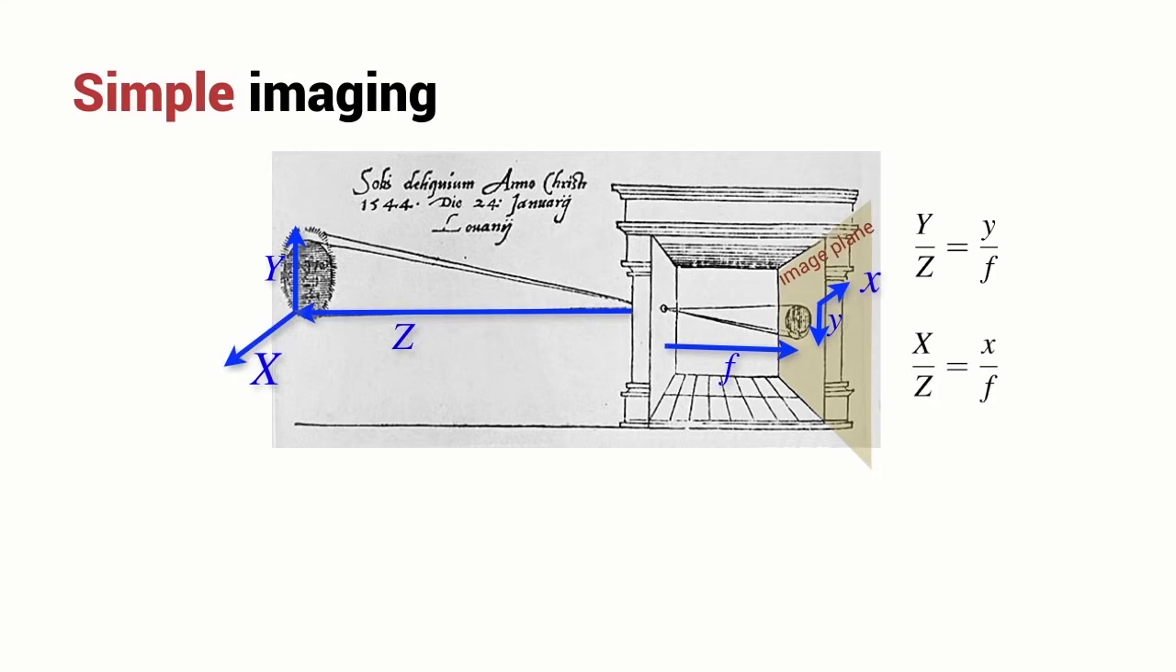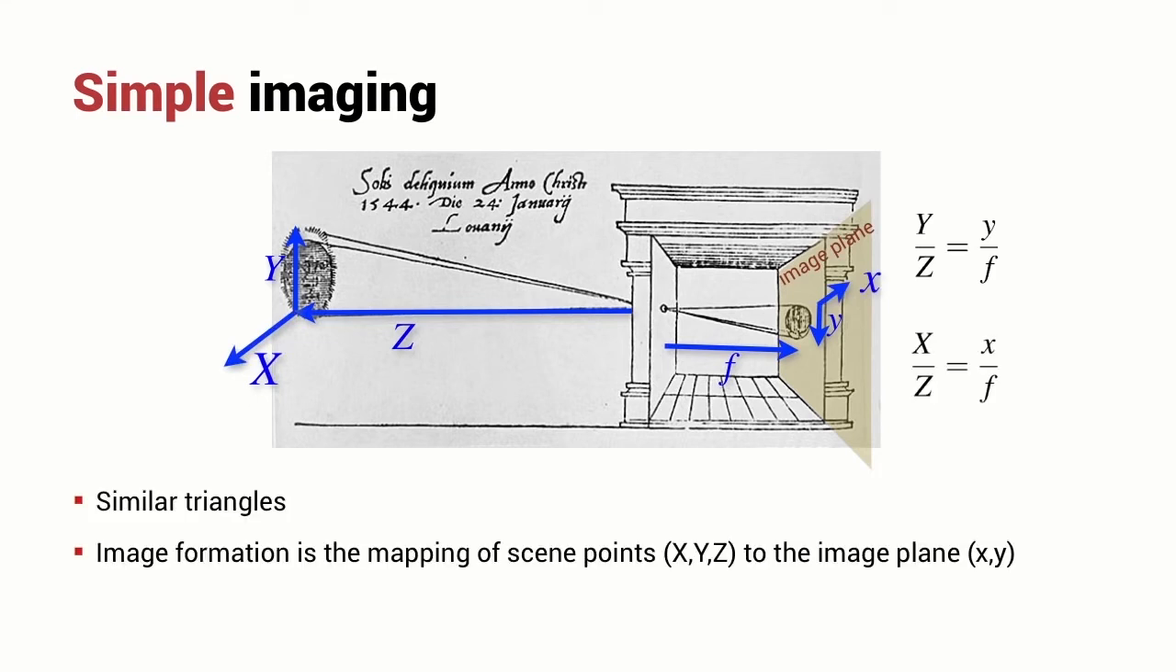And we can also do the same thing for the horizontal plane. We introduce the symbol capital X for the distance out of the page of the object that we're looking at, and little x for the distance along the wall in the image plane. And we can again write the equations that come from looking at two similar triangles. So this image formation process maps a point in the world with coordinates capital X, capital Y, and capital Z to a point on the image plane whose coordinates are little x and little y.